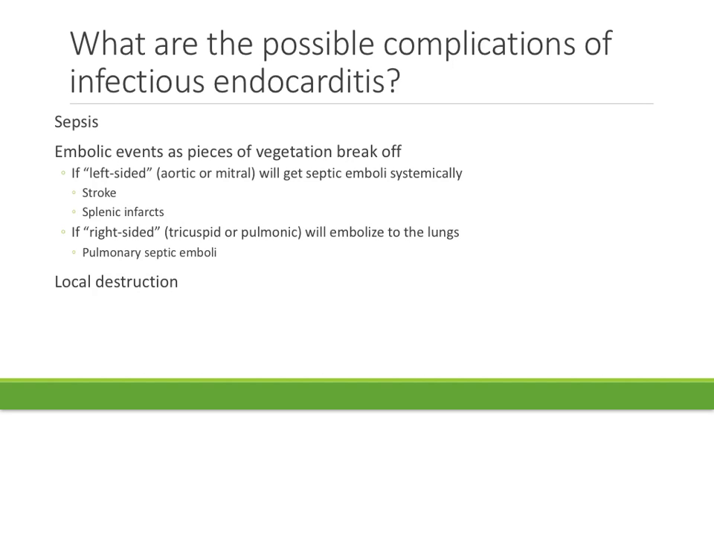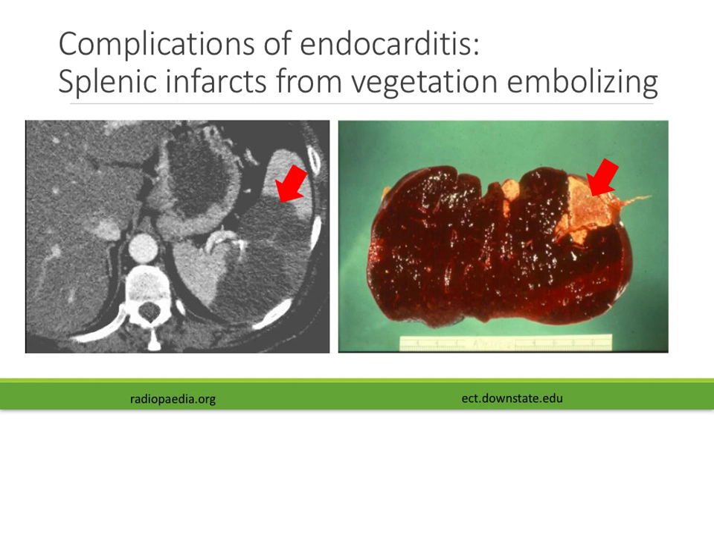Other complications of endocarditis include local destruction. The valves can be completely chewed up, and that can cause severe regurgitation and heart failure. Or the infection can cause an abscess at the root of the valve and cause conduction block. We'll talk more about that in a moment. Let's go through a few pictures.